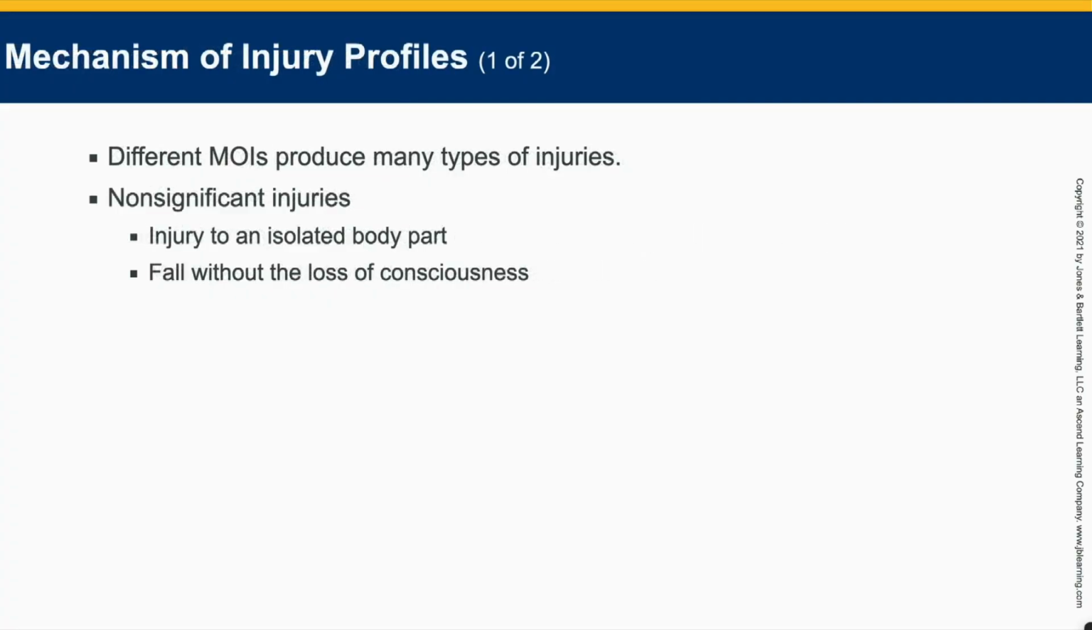Now we're moving into mechanism injury profiles, and this is where your clinical thinking really comes in. Different mechanisms of injury, or MOIs, can produce a wide range of injuries, even if the patient looks okay on the surface. On the lower end, we have what are considered non-significant injuries. These are typically things like an isolated injury to one body part, maybe a simple extremity injury or a fall where the patient didn't lose consciousness. But even here, don't get too comfortable, because your job isn't just to label something as minor. It's to stay aware of what could be happening underneath.